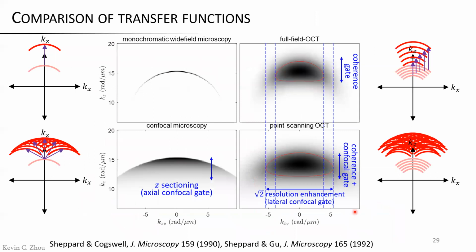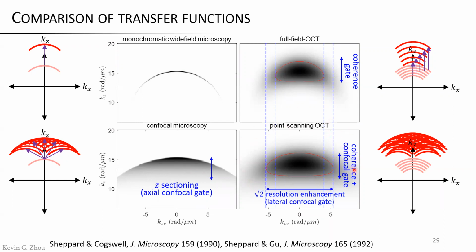And therefore, we can derive the transfer function of point scanning OCT. But to better appreciate its shape, we put it into the context of related imaging systems. So in the upper left, we have a monochromatic wide field microscopy, which is just an infinitely thin restricted shell, which is the Ewald sphere. In the upper right, we have the full field OCT transfer function we derived earlier. In the lower left, we have monochromatic reflection confocal microscopy. And then in the bottom right, we have the point scanning OCT transfer function.